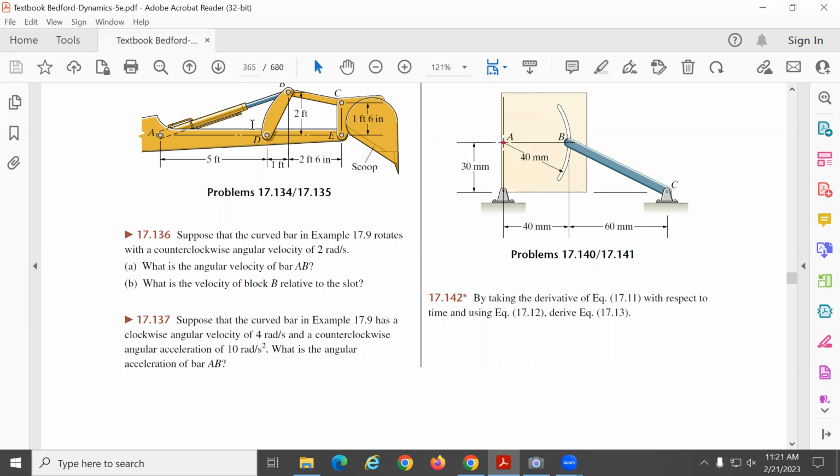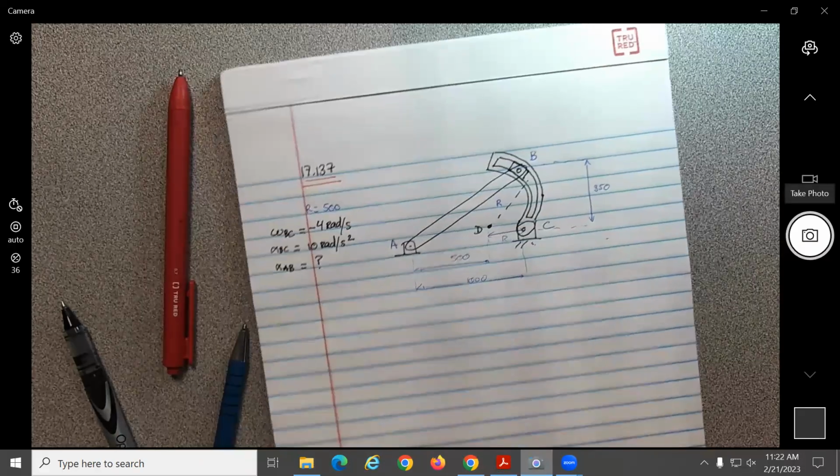So let's see. Suppose that the curved bar in example 79 has a clockwise angular velocity of 4. So if it's clockwise, what does that mean? Negative 4 radians per second. And a clockwise angular acceleration, so alpha BC, positive 10 radians per second squared. What is the angular acceleration of the bar AB? So basically, this is what I've got over here, okay?